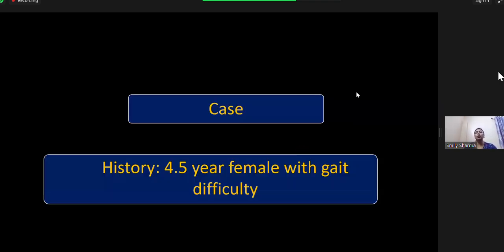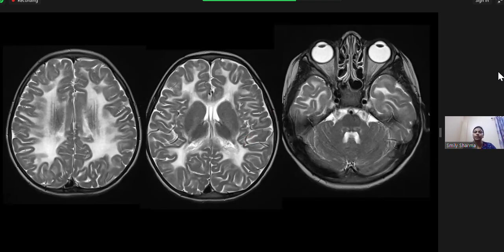So this was all about, like, we discussed various causes of cysts and calcifications. Now we discuss another diffuse pattern of a 4.5 year female with gait difficulty. So what do we see? So we see diffuse white matter abnormalities. There is no subcortical periventricular involvement. Like, this may be a progression of an earlier stage, but this patient did not have macrocephaly. There was no NAA peak on MRS.